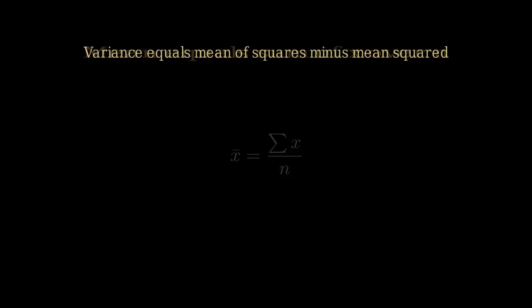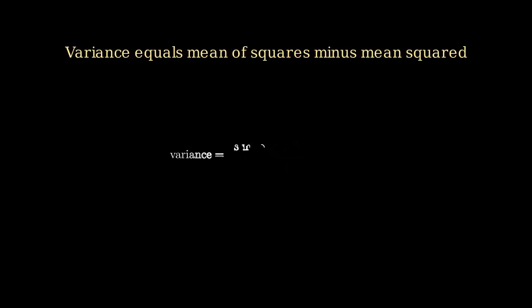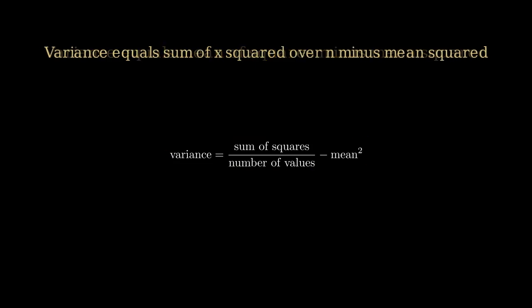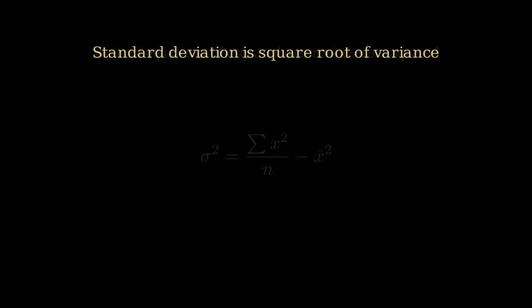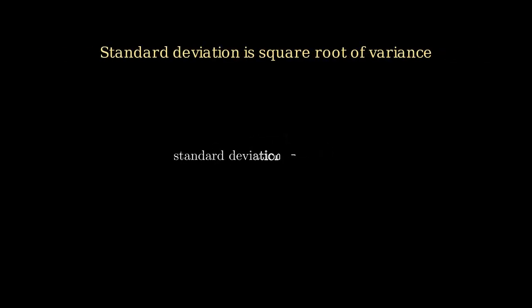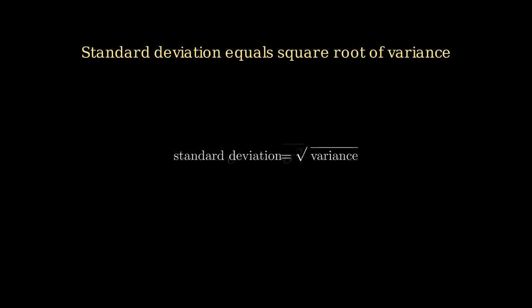In plain words, the variance equals the sum of the squares of the values divided by the number of values minus the mean squared. In symbols, that is, variance equals the sum of x squared divided by n minus the mean squared. In plain words, the standard deviation is the square root of the variance. In symbols, that is, standard deviation equals the square root of the variance.